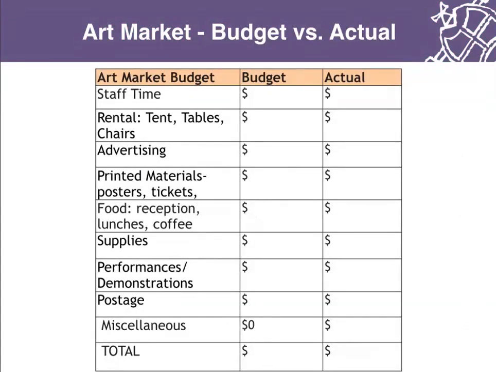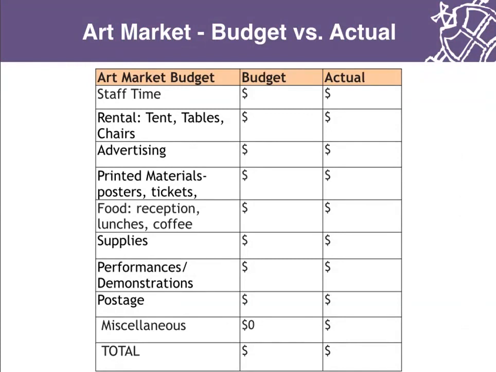It's really important in maintaining an art market budget. So, estimated cost versus actual. This is another area where people do underestimate, and this is where you can see where you've underestimated your costs.